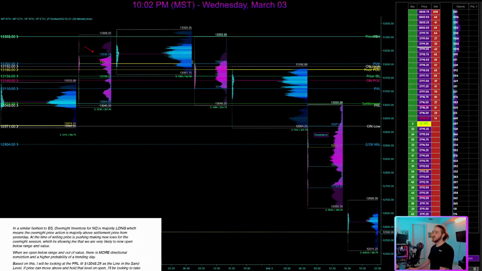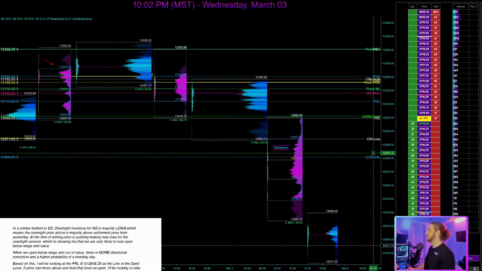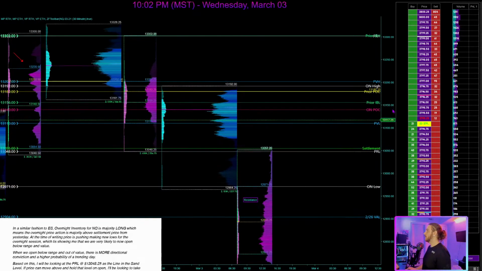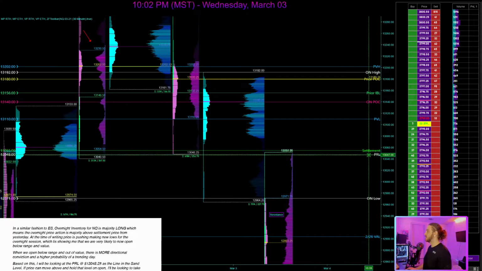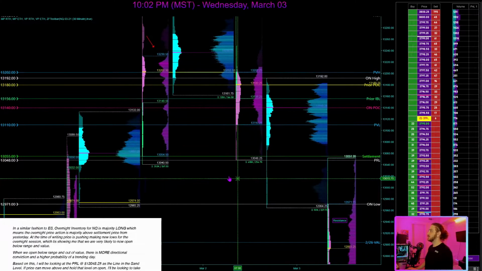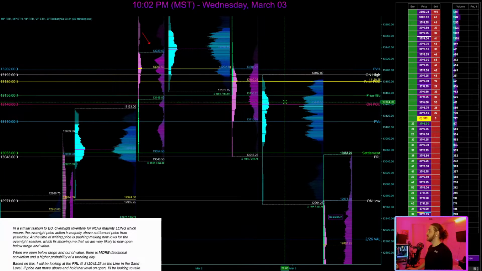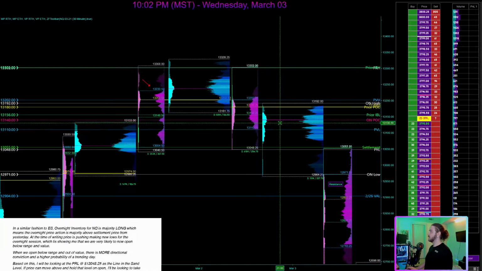So in similar fashion, the overnight inventory for NQ was majority long, which means that the settlement price was under a large majority of the price action from the overnight. So you can see settlement right here, 13,055. We got that marked off, and a majority of the overnight session is taking place above that settlement price. Same thing with ES. When the overnight inventory is long, there's a higher probability that New York fades that to the downside, especially if we don't get bought up quickly and show strong buying pressure with conviction on open.